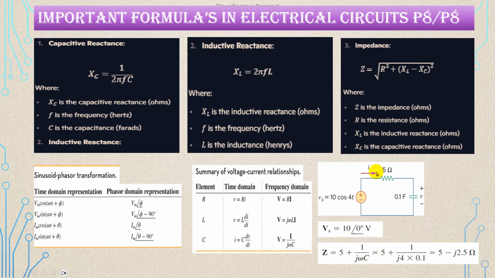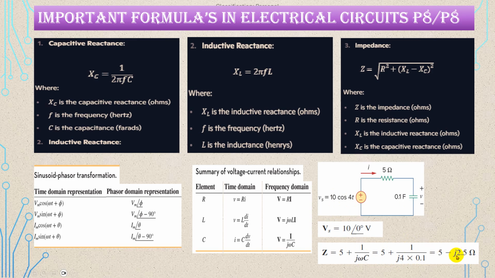Now consider what Z is. Z is the summation of these two. There is no inductance, only these two. So 5 plus the capacitor. The capacitor time domain form is this one, but we need the phasor domain, that is the frequency domain. What is the capacitance here? That is 1 by j 2 pi f c, that is 1 by j omega c. What is omega here? 4. So j4 multiplied by c, which is 0.1. So 1 by j0.4 will come.